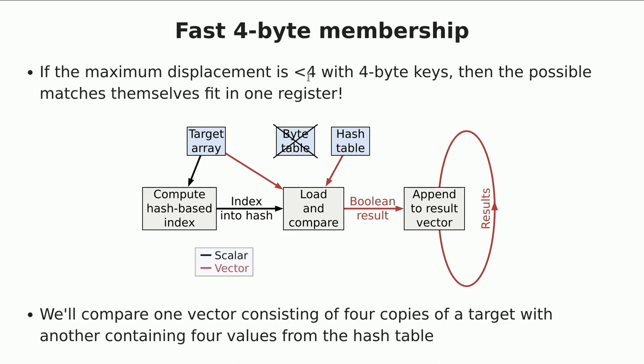So then if the displacement is less than 4, well, 4 4-byte keys fit in a single vector register, that's 16 bytes. So you can actually skip the byte table, and you know it can only be in one of 4 possible places. So you say, I'll just go to the hash table directly and compare. So the whole flow is you compute the hash and the index, and then you look it up in your hash table and pull a vector, and then you need to compare the vector from the hash table to a vector that is packed with 4 of the keys that you're looking for. And then you take the result and you put it in your output.